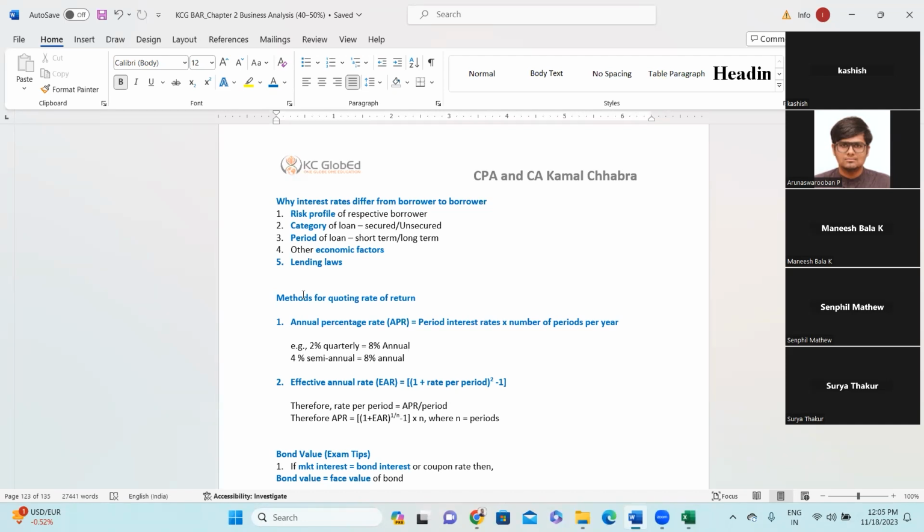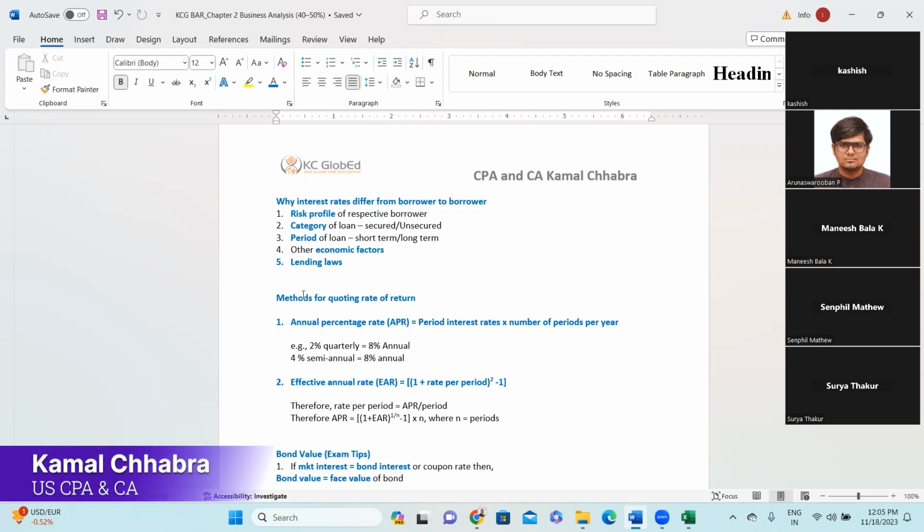First thing is the risk profile of the respective borrower, right? The very first thing any banker or financial institution looks for is your CIBIL score, right? Make sense? Second is the category of loan. If it is a secured loan, then the interest rate will be less. If it is an unsecured loan, then the interest rate will be high. Make sense? Third is the period of loan. If it is short term, then probably the interest rate is low, but if it is long term, then probably the interest rate will be high.